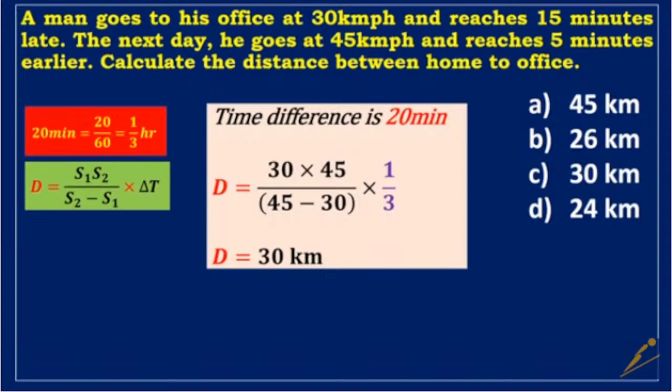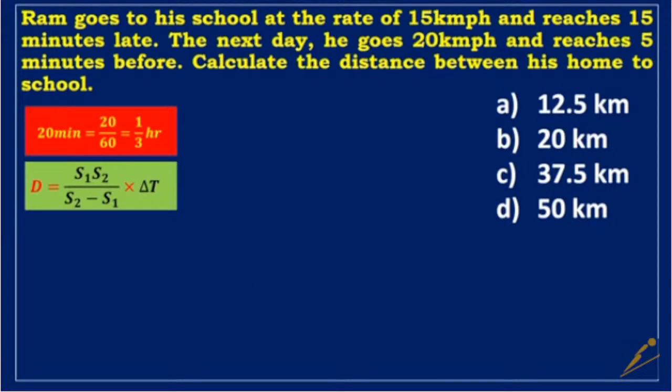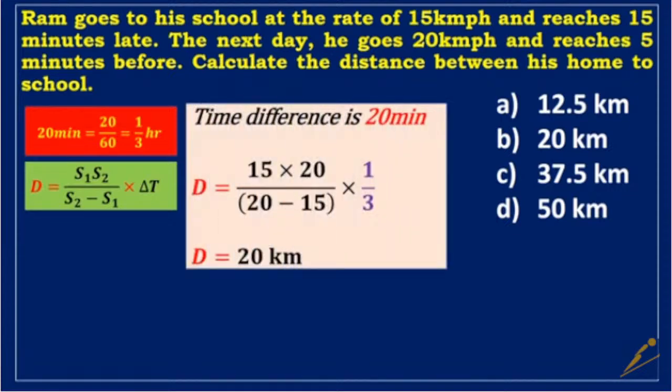Example 3. Ram goes to his school at the rate of 15 kilometers per hour and reaches 15 minutes late. The next day, he goes at 20 kilometers per hour and reaches 5 minutes before. Calculate the distance between his home and school. The difference in time, del T, is 15 plus 5, which is 20 minutes. We convert minutes into hours. 20 minutes equals 20 by 60 or 1 by 3 hours.